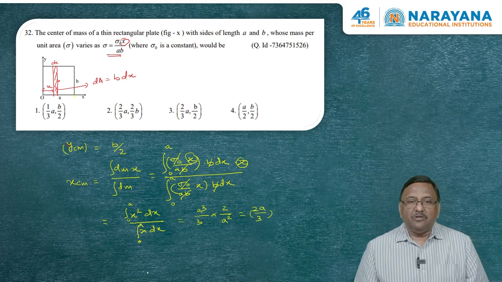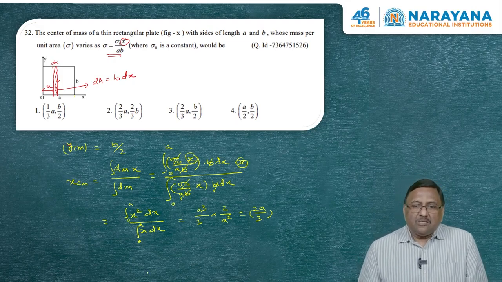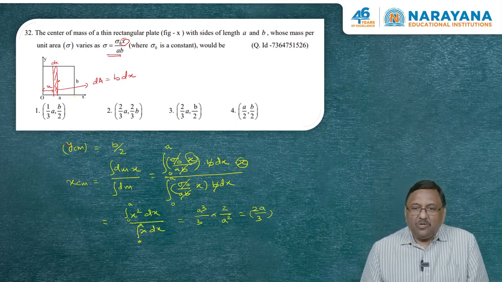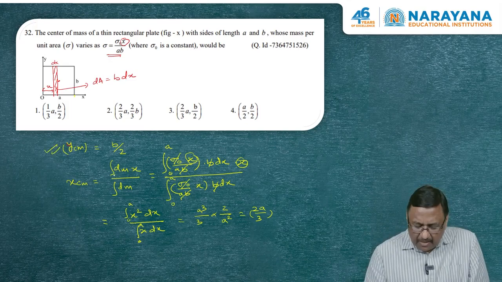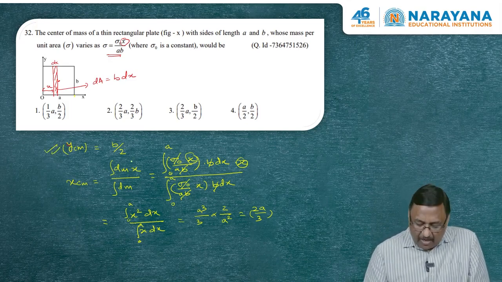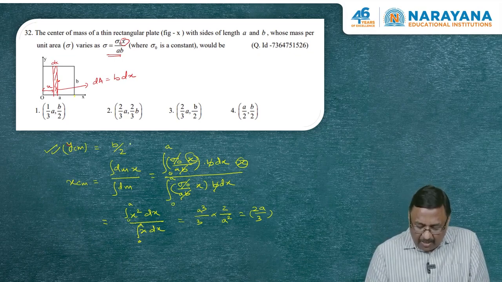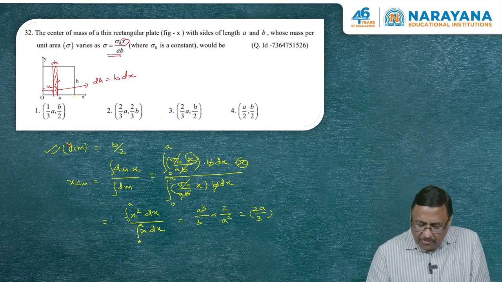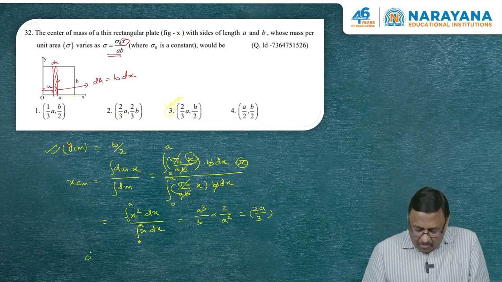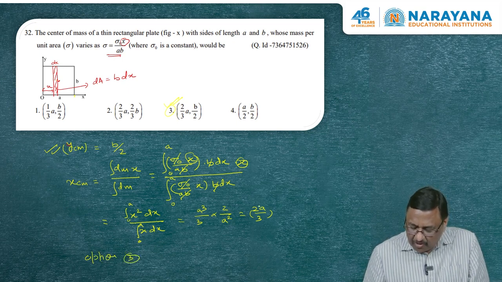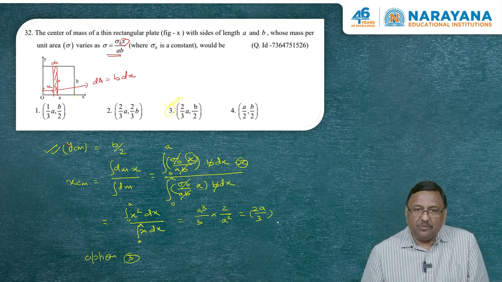And in this option, if you see, you can see it is option number 3. It is given to be 2 upon 3a and b by 2. So y center of mass is b by 2. You can get it in the same manner, dm into some factor in y direction divided by dm in the same manner. So it is going to be b by 2. Directly I write now, the correct option over here is the third. So option 3, according to me, is correct. That is 2 upon 3a and b by 2.